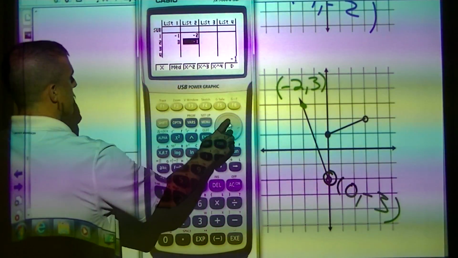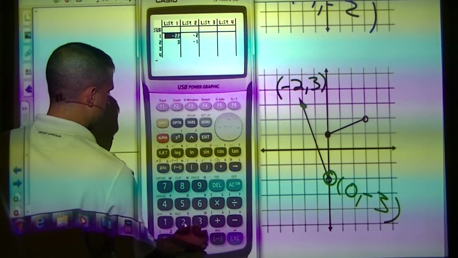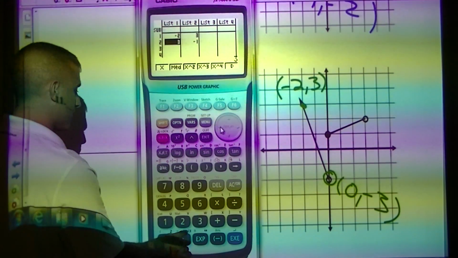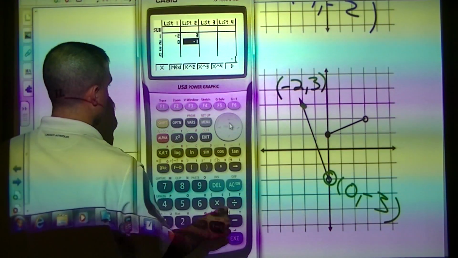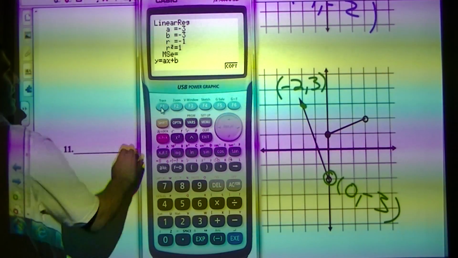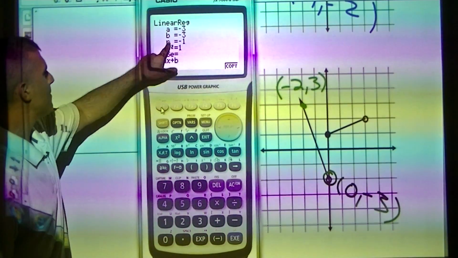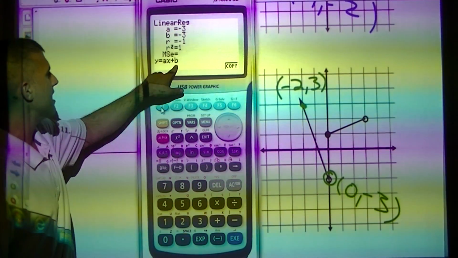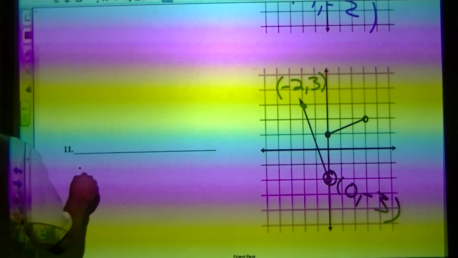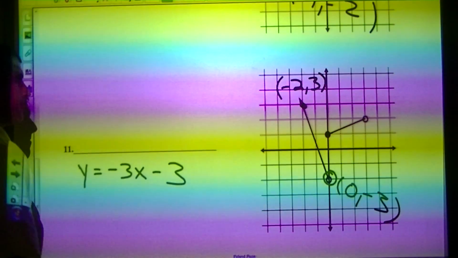So I'm going to go in here. I'm going to put -2, 3. I'm going to use 0, -3. And I'm going to calculate that regression. And I got -3. Now I don't care about the r and all that stuff. But I do care about the -3 in front of x, the -3 after. So for that first one, I got y equals -3x - 3.